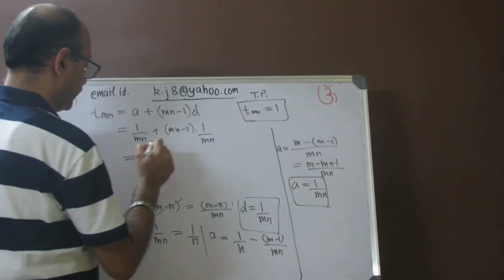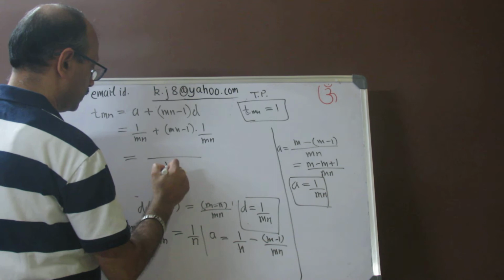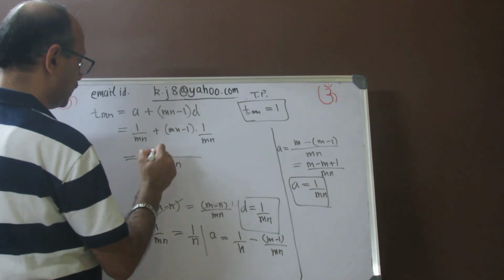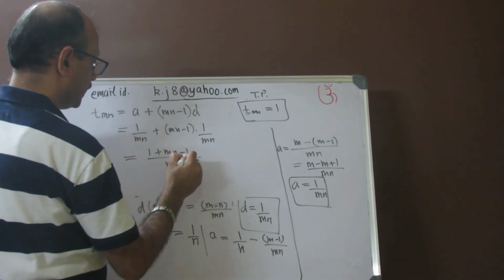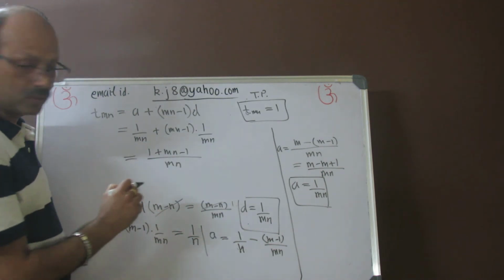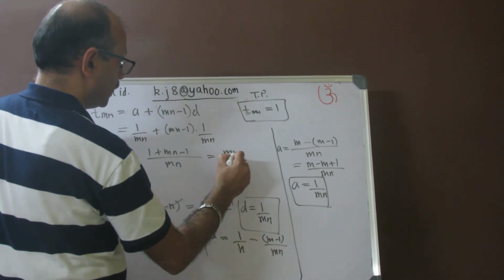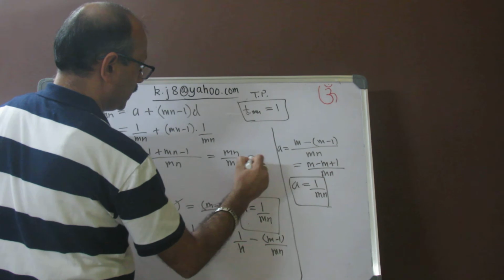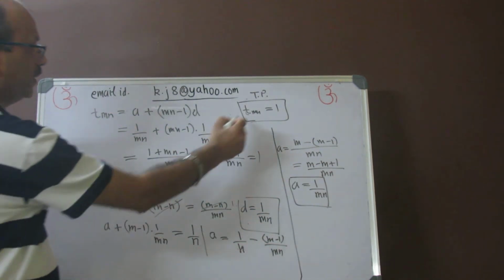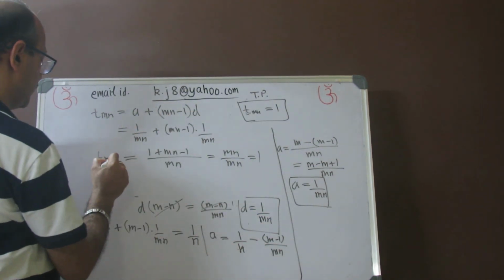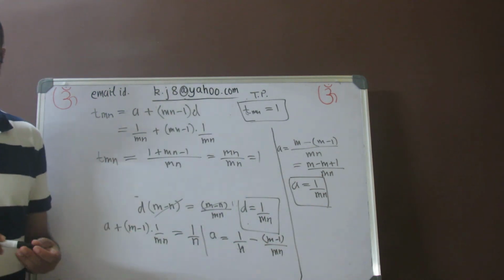Okay. So what we get, again mn is common. So let me write this as 1 plus mn minus 1. Now 1 minus 1 goes away. You are left with mn by mn, which is equal to 1. So we have proved that Tmn equals 1.